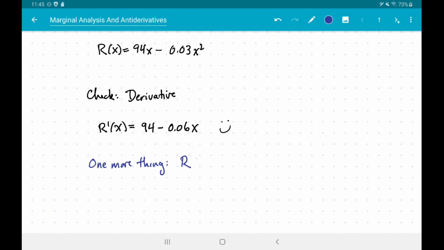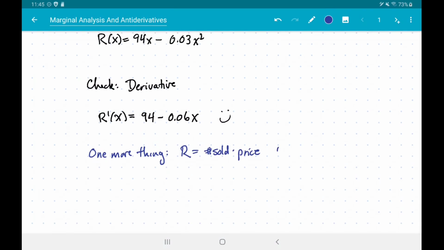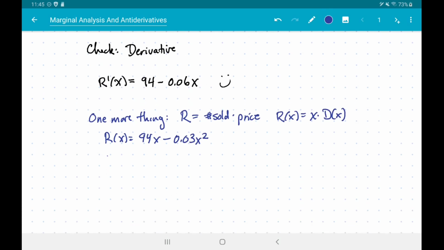Remember that usually we think of revenue, not every problem works this way, but we can do number sold times price. So that means that we're usually working with R of x equals x times d of x. We were not given a d of x, a demand function, in this problem. But if you look at this function, r of x equals 94x minus 0.03x squared, you can factor out an x, and that will leave you with r of x equals x times 94 minus 0.03x.